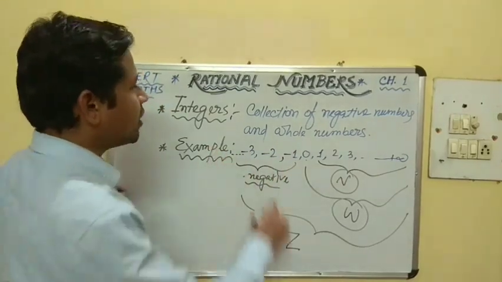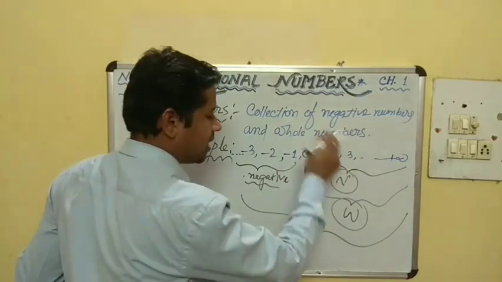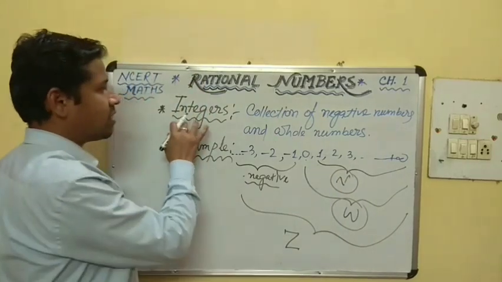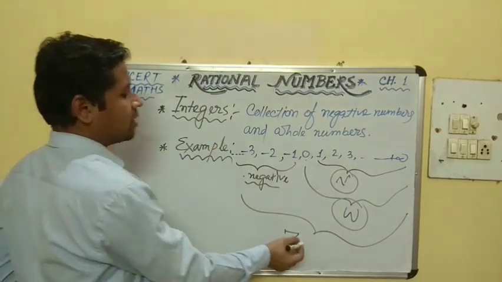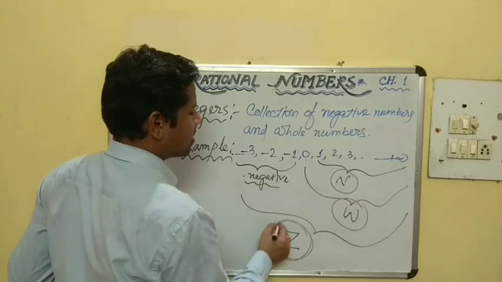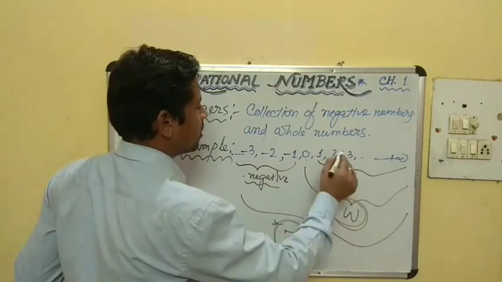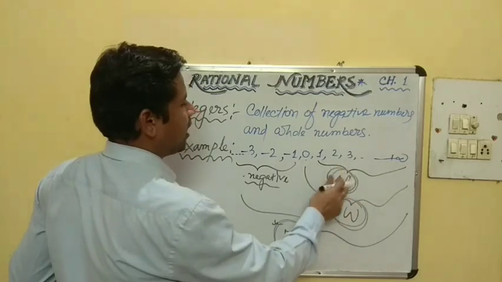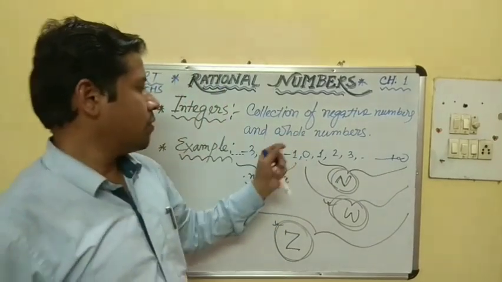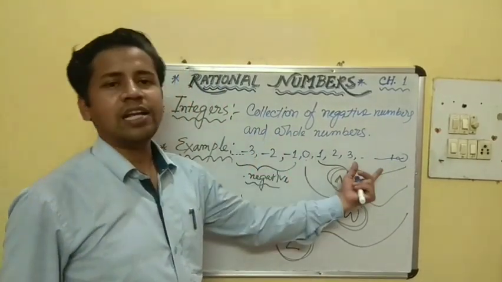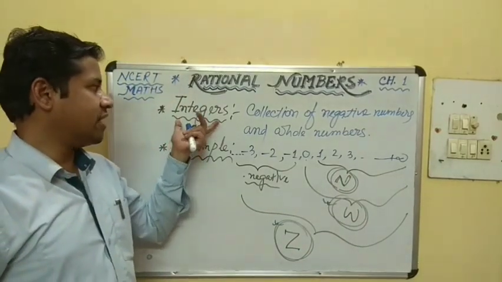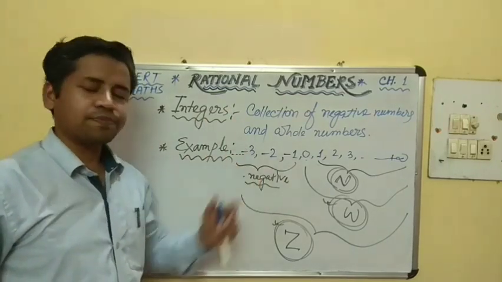We denote natural numbers as capital N, whole numbers as capital W, and the set of integers as capital Z. The definition of integers is the collection of negative numbers and whole numbers, that means negative numbers, 0, and natural numbers. So this is the definition of integers and the examples.